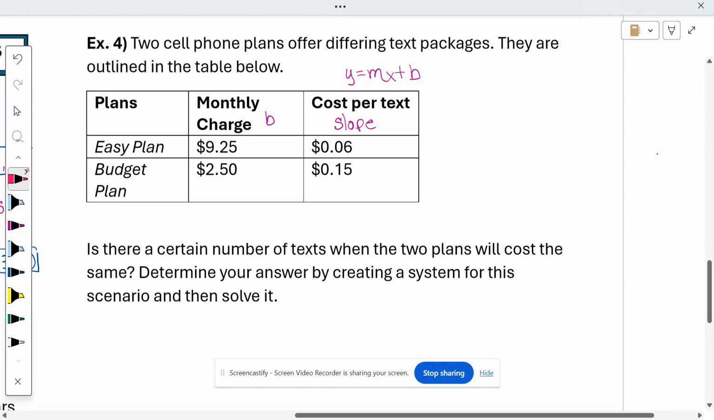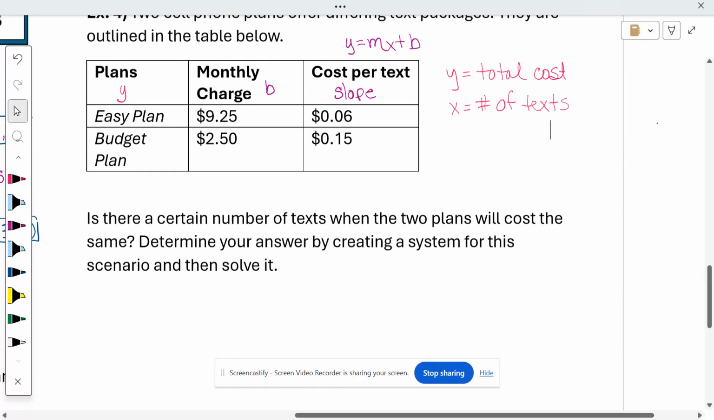So I'm going to let y equal the total cost, and x is going to be the number of texts. So let's see. If I think about the easy plan, it has a total cost. y equals, well, my monthly charge, 9.25, plus my cost per text, 0.06x. This is the easy plan.